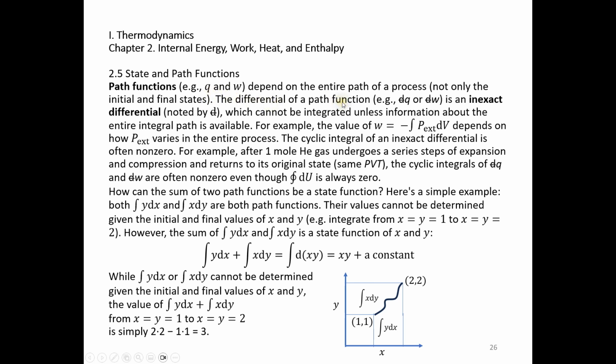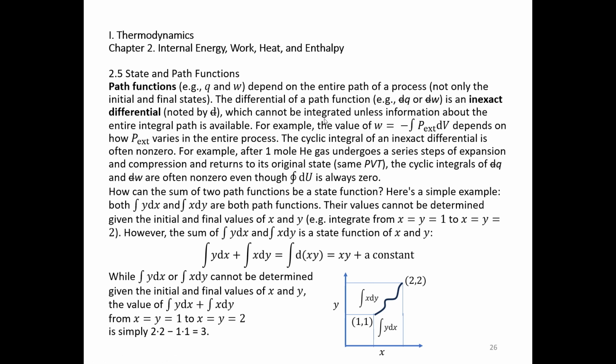The differential of a path function is an inexact differential. When we write out an inexact differential, we need to have a bar through the differential operator d. So you always see this d with a strike through. An inexact differential cannot be integrated given only the initial and final values of the variable. We have to know the information about the entire integral path.